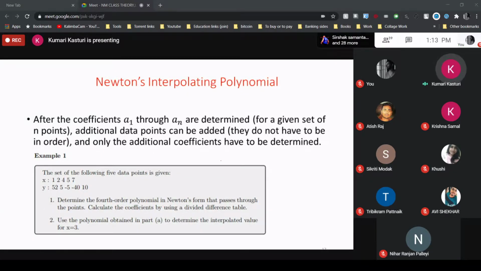Listen all of you carefully. This slide I have already given to you. This problem we have already solved by using the Newton's polynomial. If you remember, I will take only 2 minutes for a recap of that, so that for this particular question we can write the MATLAB code.